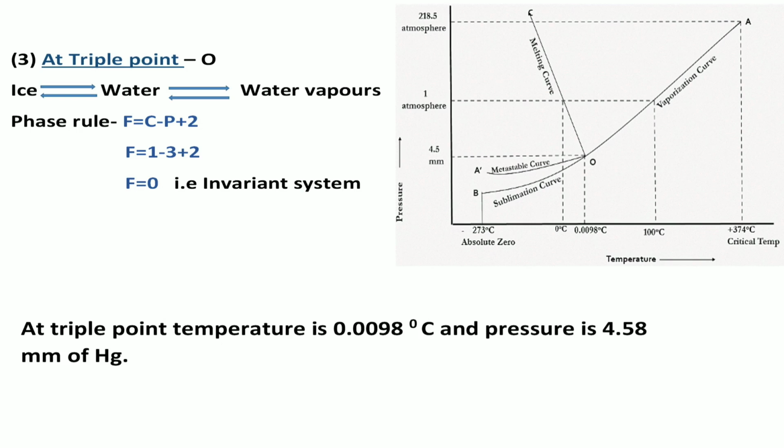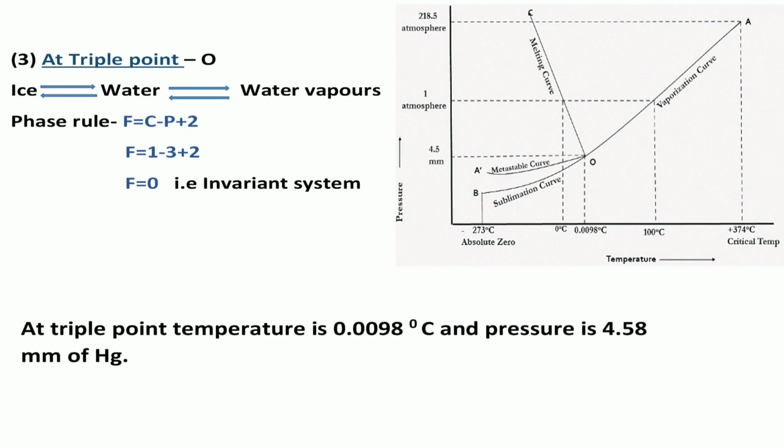Let us apply the phase rule at point O, that is the triple point of water. All these curves meet at a common single point O, which is known as the triple point of water. At this point, all the three phases of water are in equilibrium. Let us apply the phase rule. F equals C minus P plus 2. Here the value of component is 1, that is water. Because all the three phases are in equilibrium, P equals 3. So by putting the values of C and P, we get F equals 0. That means the system is invariant.